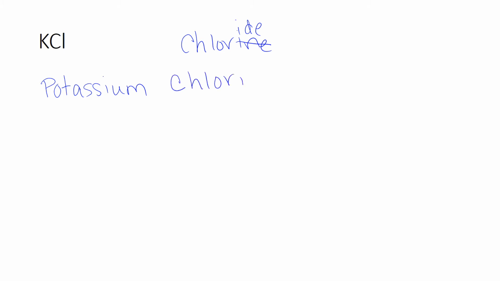Okay, after we've identified that this is in fact a metal bonded to a non-metal, I can go ahead and use my ionic naming rules. So looking at the periodic table, K is potassium, and potassium is my metal. So I don't change the ending, I just name it as is. Cl stands for chlorine, so I'm going to change the ending of chlorine to chloride. So the name of KCl is potassium chloride.